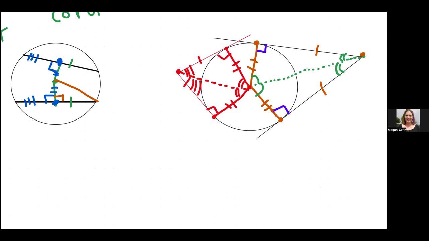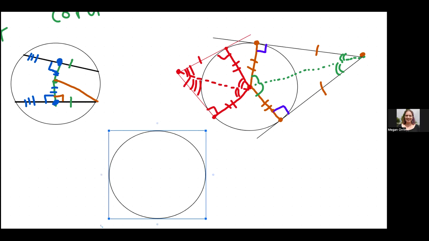Okay. All right. Let's just draw one more circle. And the 2025 year comes to an end. I hope 2025 isn't coming to an end right now. Okay.